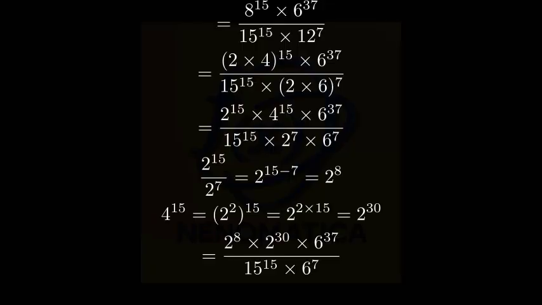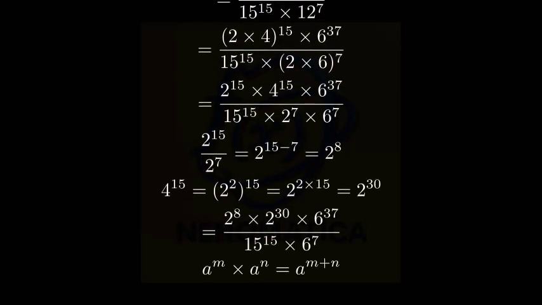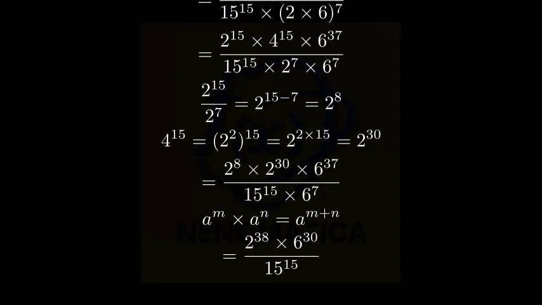Now, let's combine like terms in the exponents. In the numerator, we have 2 to the power of 8 times 2 to the power of 30, which equals 2 to the power of 8 plus 30, or 2 to the power of 38. For the 6 terms, we have 6 to the power of 37 in the numerator and 6 to the power of 7 in the denominator. This simplifies to 6 to the power of 37 minus 7, which is 6 to the power of 30. So our expression becomes 2 to the power of 38 times 6 to the power of 30, all over 15 to the power of 15.